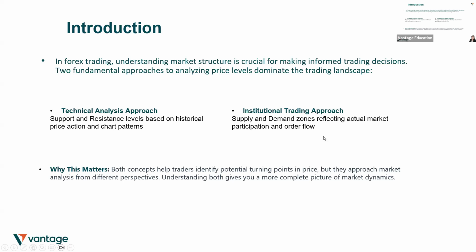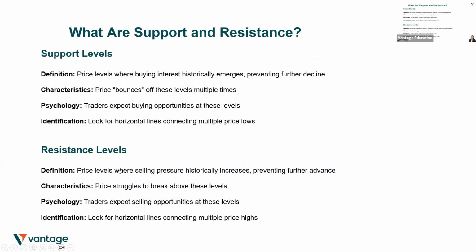So, what are support and resistance? Basically you will look at the charts, and there will be support and resistance levels. The support level is where buy interest has historically emerged, preventing further decline. Basically the support acts as the floor, preventing the price from going down. The price will bounce multiple times from this level before rising, so traders expect to buy at this level.